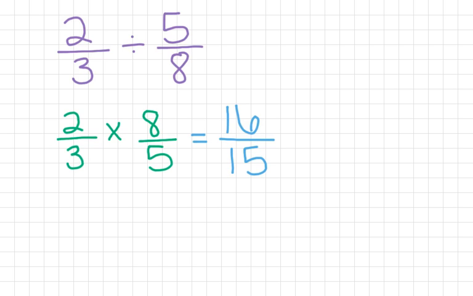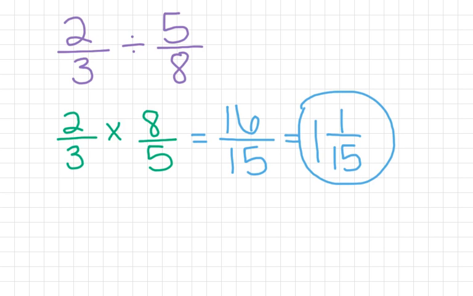However, it is an improper fraction, so I'm going to solve this. How many times does 15 go into 16? It goes in 1 time, and 1 times 15 is 15, so I would have 1 left over. So my final answer would be 1 and 1/15. And remember, this number right here that I flipped is called the reciprocal. All right, let's try another one.